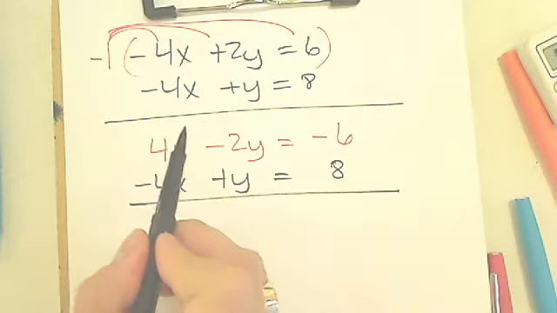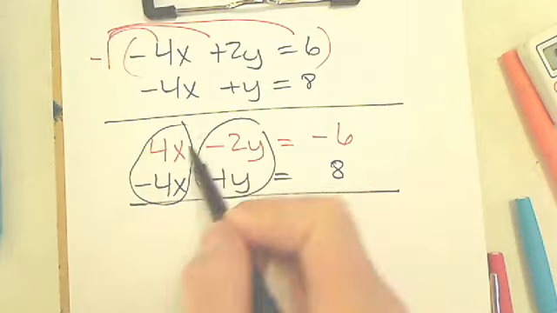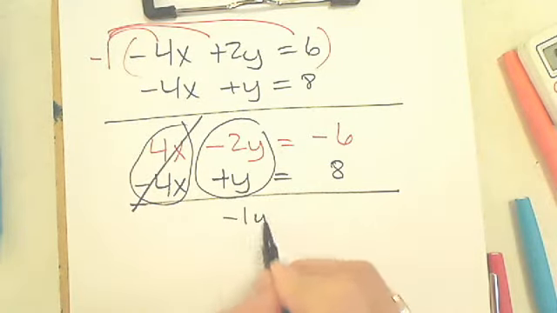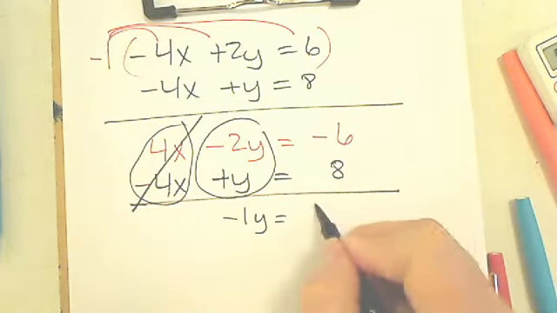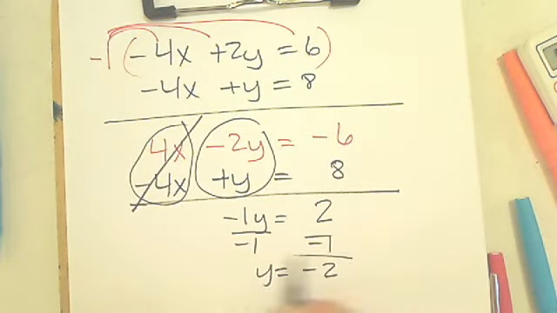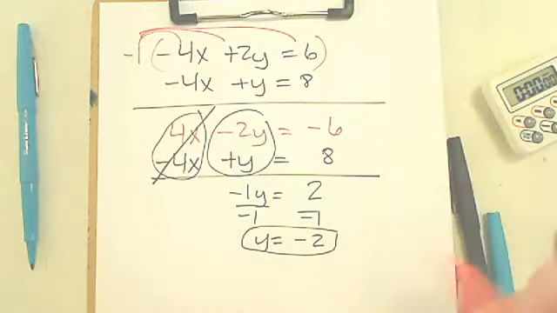because can I now combine like terms and get 0? How about this one? This one cancels out. What's negative 2 plus 1? Negative 1. Negative 6 plus 8 or 8 plus 6 or 8 minus 6? That is still wrong. Divided by negative 1, y is negative 2. So eliminating by a negative helps you eliminate the single variable there.